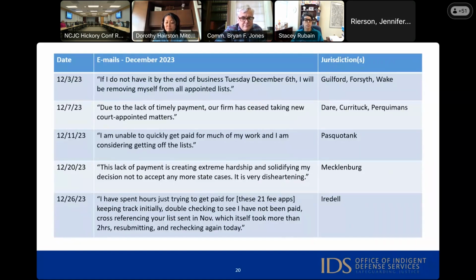The last one quoted describes the wasted unpaid hours spent reviewing records, communicating with IDS, and communicating with the clerk just to try to determine whether a bunch of months-old fee apps were ever received, which they weren't, meaning that this attorney had to resubmit them, starting all over again. This, again, is not uncommon. Each attorney here has reported that they have stopped or are going to stop taking appointed cases because they cannot get paid in a reasonable time. Just in the last 24 hours, we have received 2 more of these emails.